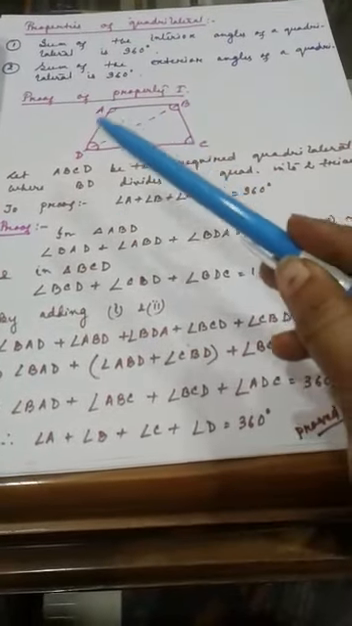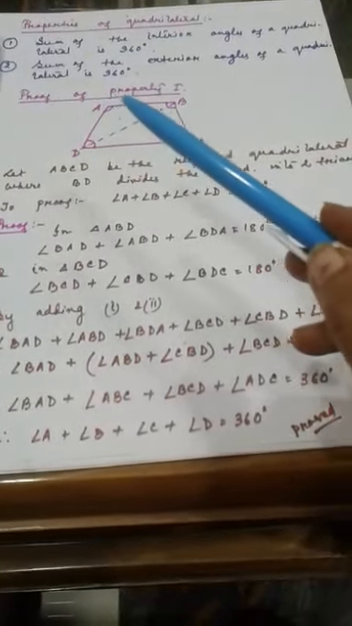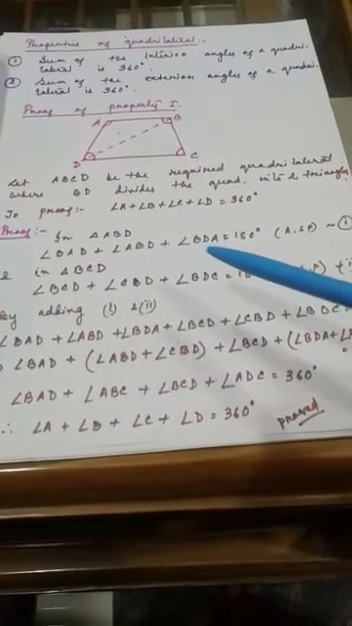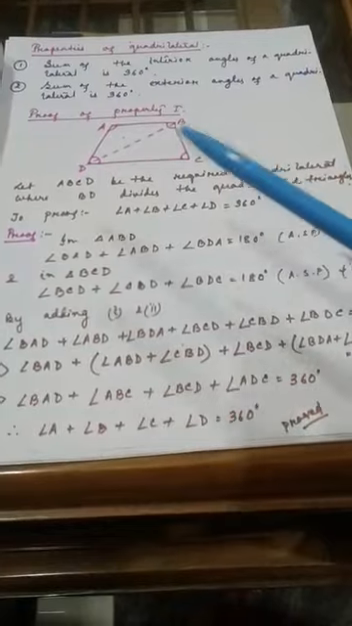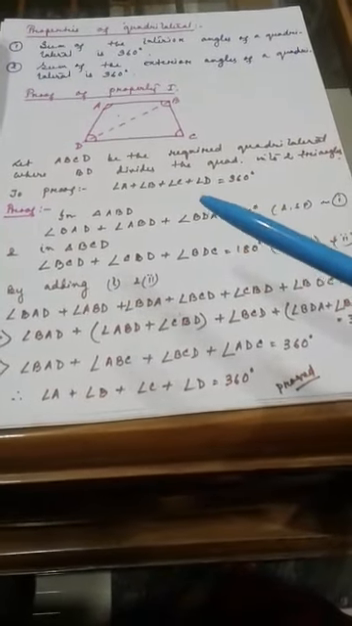So let's take the first triangle ABD, and all of you know the sum of the three angles of a triangle is 180 degrees. So here I have written the sum of the three angles of a triangle is 180 degrees from triangle ABD, and from triangle BCD again in the same way I have written it's 180 degrees. Now add all the angles, left hand side as well as right hand side. On the right hand side you will get 180 plus 180 is 360 degrees.